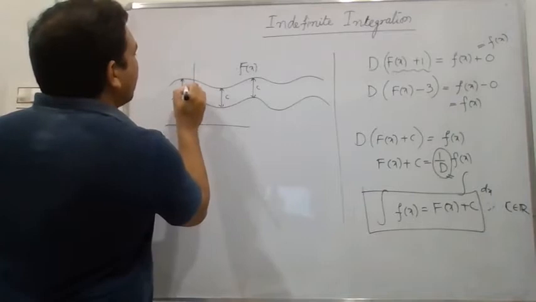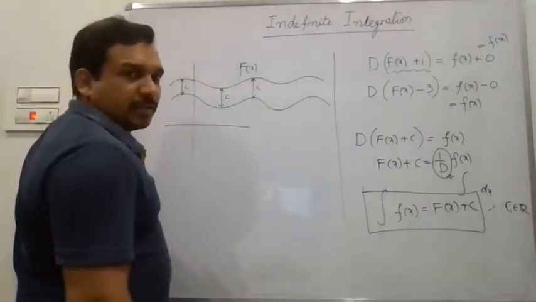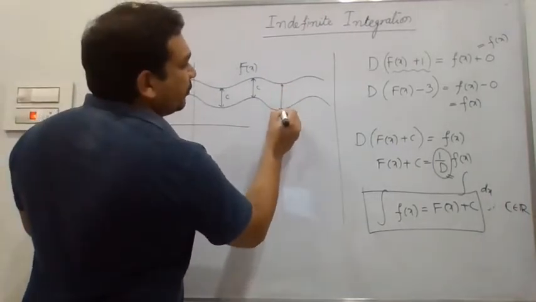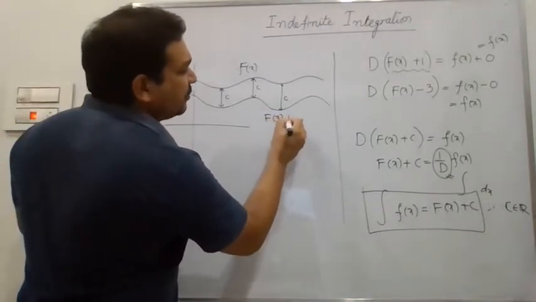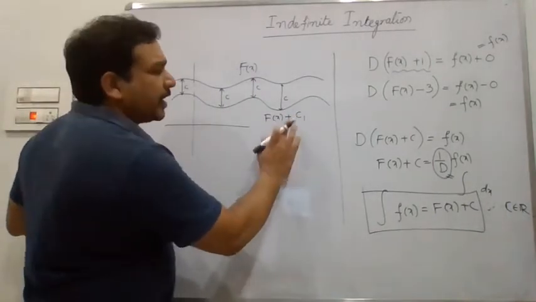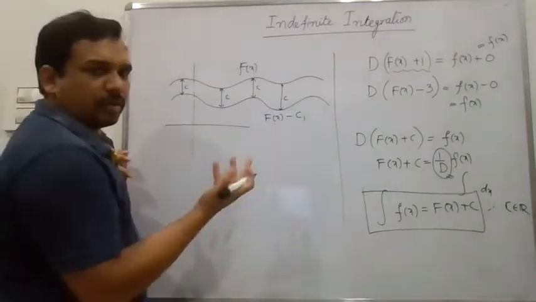The shortest distance between these two points is always c, everywhere. So I can write it as capital F of x plus some c1. Plus c1 means c1 may be negative, so I can write it as plus c1 or minus c1. C1 may be negative or positive.